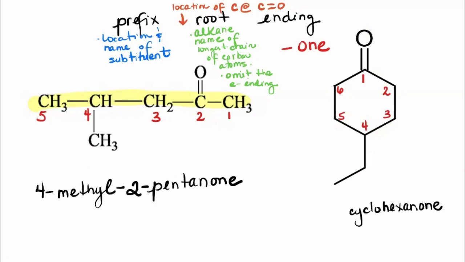So to finish the name for this molecule, we're going to write 4-ethylcyclohexanone.